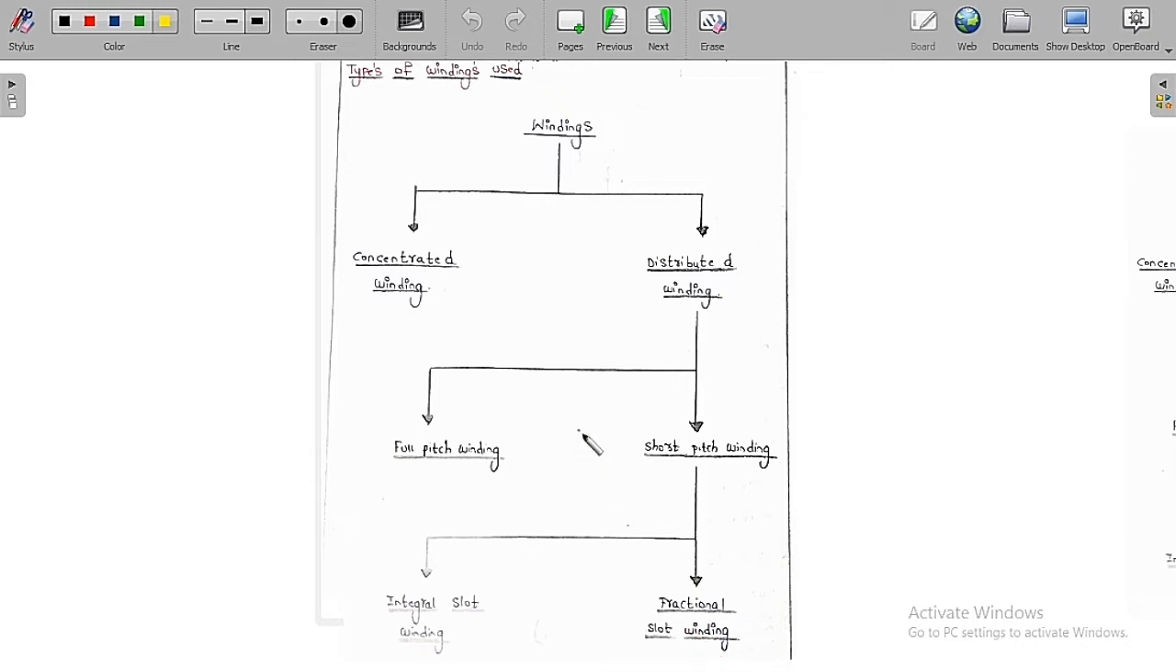So the types of windings used in machines are of two types. Concentrated winding is always used in the transformer, and distributed winding is used in all the remaining cases. The distributed winding is again classified into full pitch winding and short pitch winding, and the short pitch winding is again classified into integral slot winding and fractional slot winding. So this is the main classification of the windings.